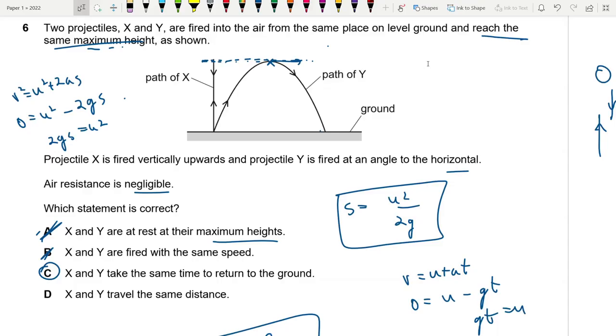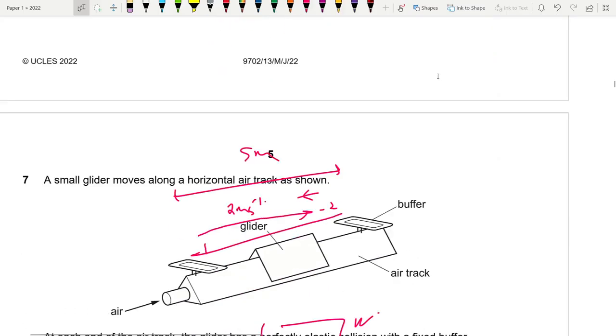Okay, x and y take the same time to reach the ground. That is correct. X and y travel the same distance. Wrong. This is wrong because x only travels a vertical path up and down, but y is traveling a curved path that can never be the same. Okay, so D is also wrong.